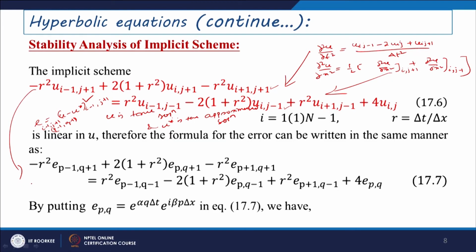plus 2 into 1 plus r square E of p, q plus 1 minus r square E of p plus 1, q plus 1. This equals r square E of p minus 1, q minus 1 minus 2 into 1 plus r square E of p, q minus 1 plus r square E of p plus 1, q minus 1 plus 4 E p q. Since i, j especially is just replaced by the point p, q there itself.